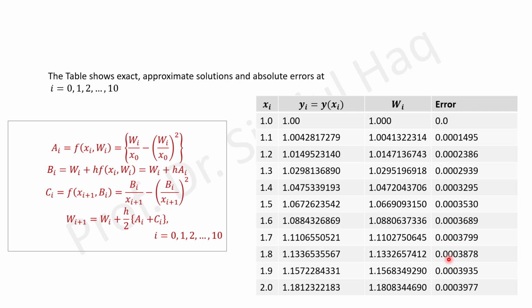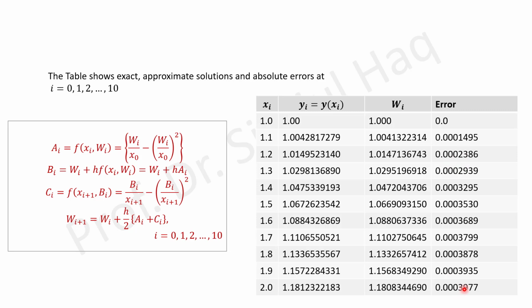Now you can see, when h was 0.5, what was your absolute error? And when I reduce h to 0.1, you can see that your error has been reduced. You can see the trend: when the value of x is increasing, the error is increasing slightly, but it is almost of the order 10 raised to the power minus 4. 1.4 into 10 raised to the power minus 4, 2.3 into 10 raised to the power minus 4, and this is 3.9 into 10 raised to the power minus 4.